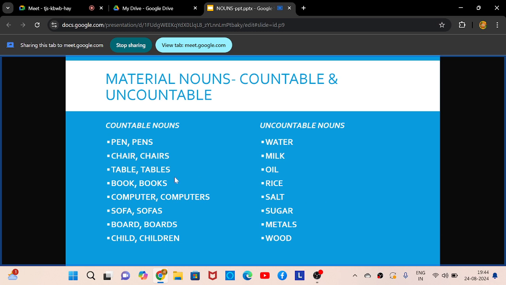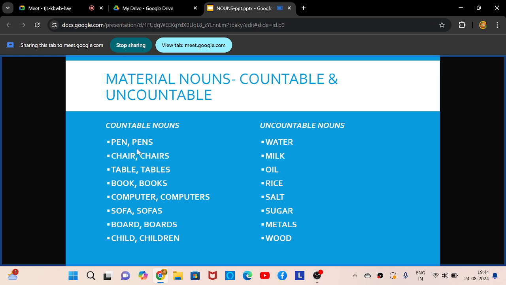So here you have a classification of material nouns, countable and uncountable. Sometimes you will study that countable nouns are related to material nouns, but they are not the same. Okay? So under countable nouns we have pen, pens, chair, chairs, table, tables, book, books, computer, computers, sofa, sofas, board, boards, child, children. So if a noun is countable, it can have both singular and plural.